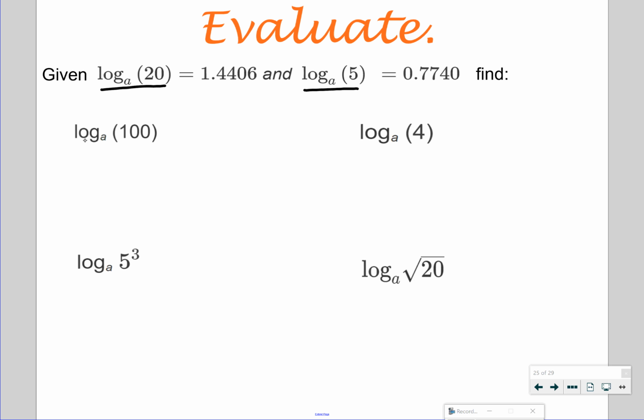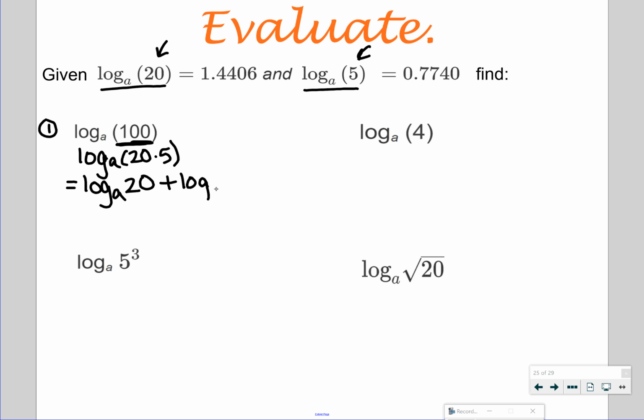Now, if we see something like log base a of 100, we need to figure out how to expand it in terms of 20 and 5. So you want to ask yourself, how does 100 relate to 20 and 5? Well, 100 is 20 times 5. And if I write it as multiplication, we can use our log properties. We can expand it into 2 logs with addition. It's going to be log base a of 20 plus log base a of 5.